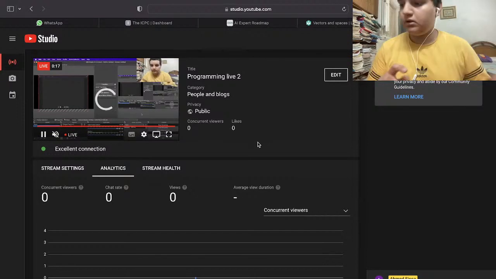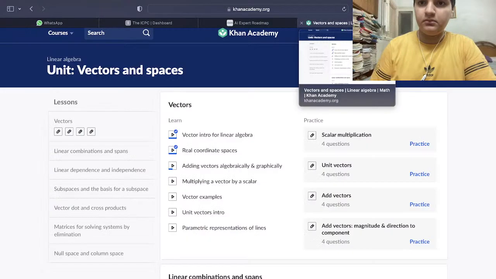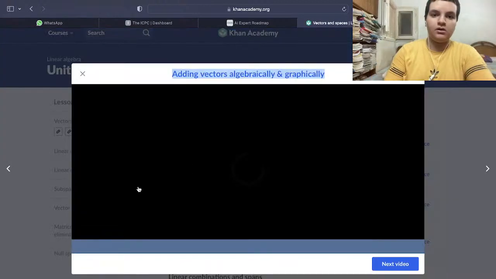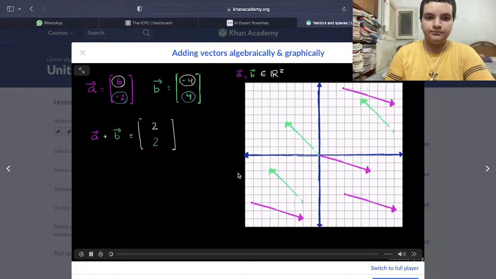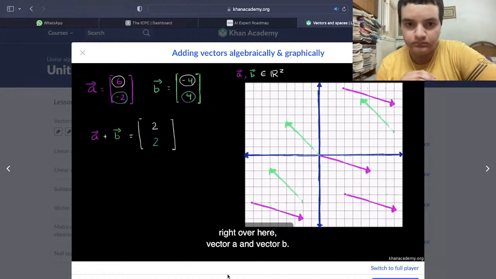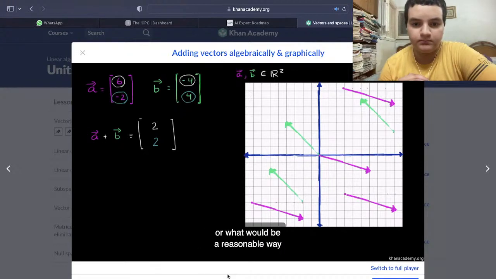Hello everybody. So today we're going to complete studying vectors. So I have two-dimensional vectors right over here, vector A and vector B. And what I want to think about is how can we define, or what would be a reasonable way to define, the sum of vector A plus vector B?